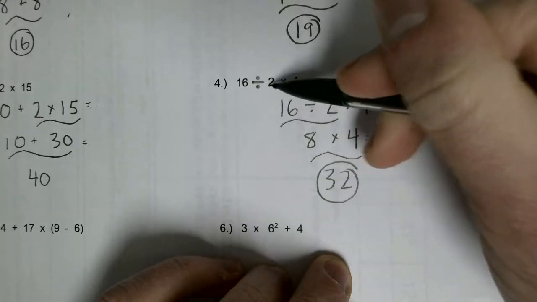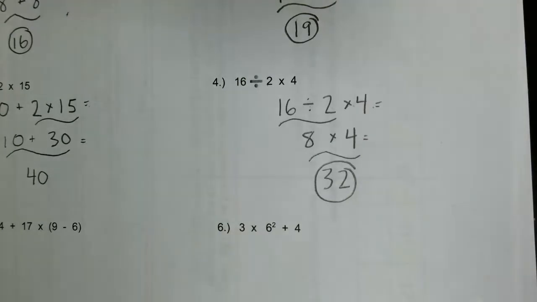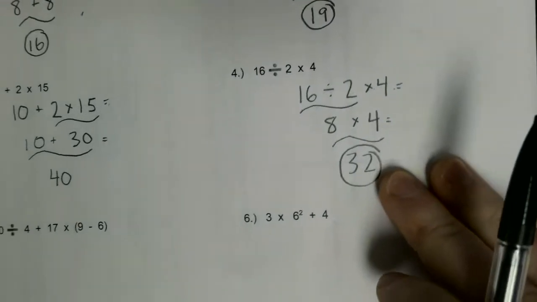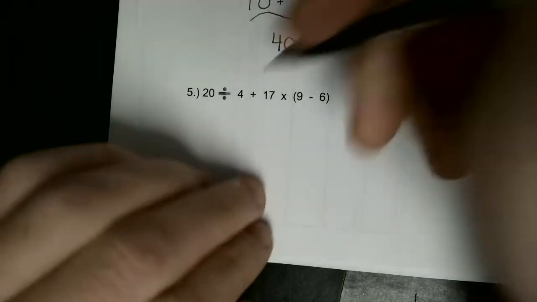So again, if you did the 2 times 4 first on accident, that would be 8. 16 divided by 8 is 2. So it's way different. So that's why following the order of operations, using the cheer, is going to be extremely helpful to you. All right, this one's a little bit more complicated.